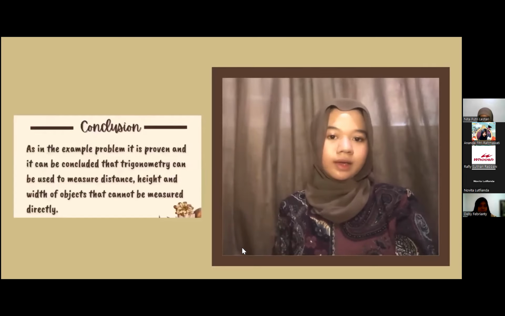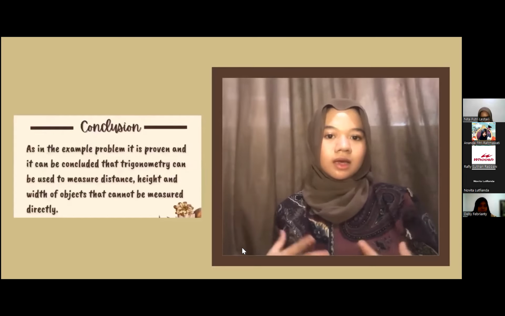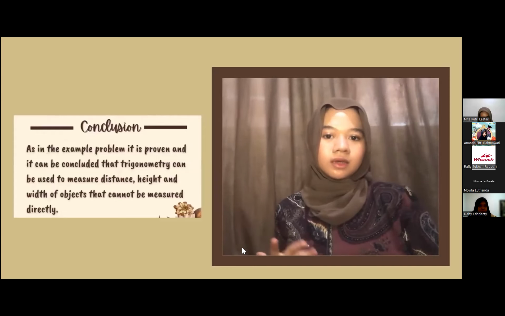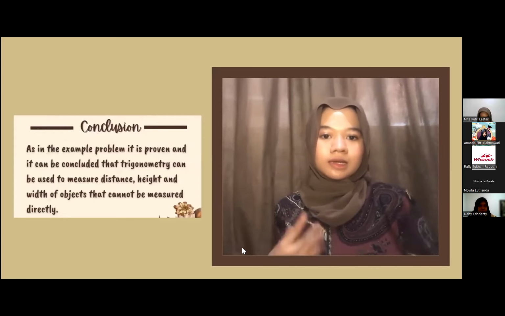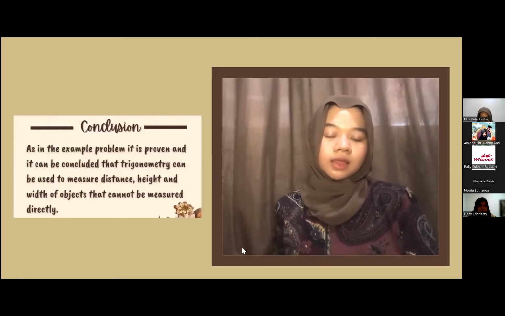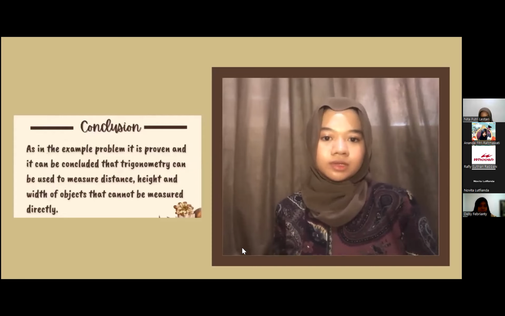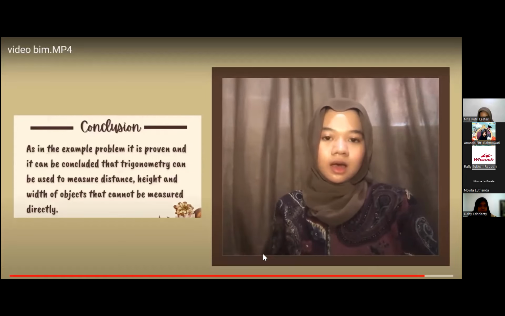In conclusion, as in the example problem, it is proven that trigonometry can be used to measure the distance, height, and width of an object that cannot be measured directly.